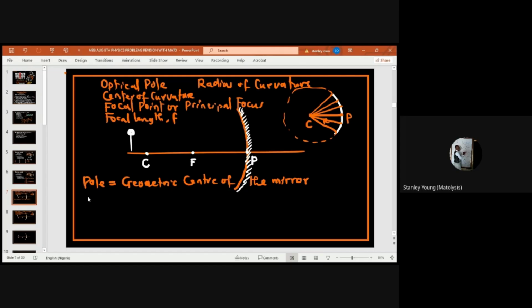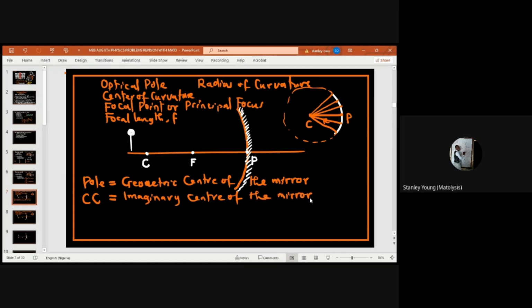Then we have the center of curvature, let me denote it as CC. I told you that a sphere is expected to have a center, right? So it is the imaginary center of the mirror if it were to be a complete sphere.